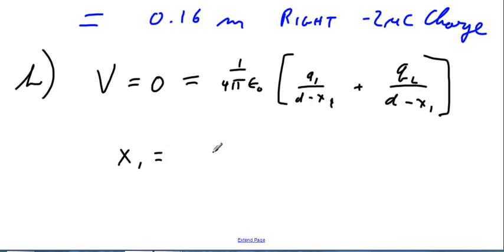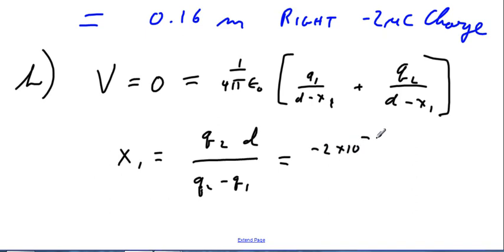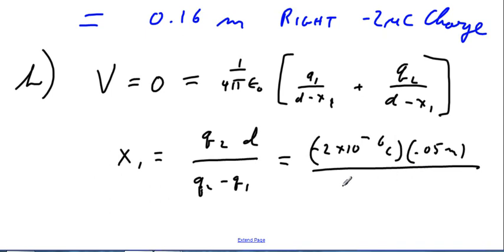We then say that x1 is equal to q2d divided by q2 minus q1, and then we throw our q's in. Minus 2 times 10 to the minus 6 coulombs, 0.05 meters, divided by minus 5.4 times 10 to the minus 6 coulombs, and we come up with 0.018 meters.